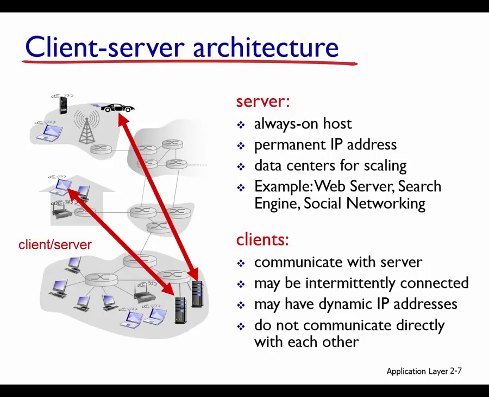On the client end, it communicates directly with the server. There's no requirement for the client to be on all the time, so it can be on intermittently. You can have a dynamic IP address. There are mechanisms to foster that communication that we'll get into later on. And unlike in peer-to-peer, clients do not communicate directly with each other.